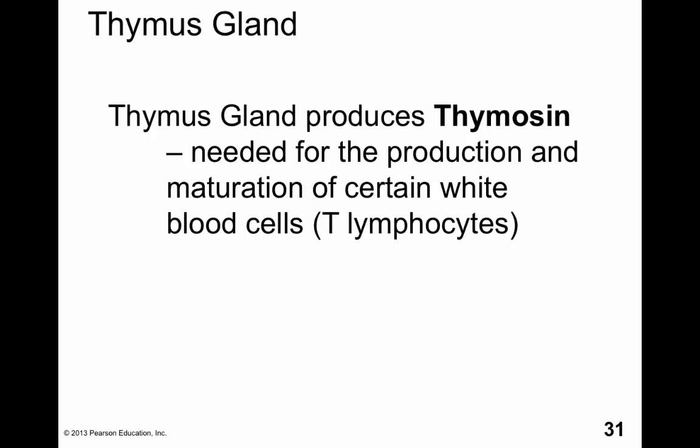The thymus gland helps to produce thymosin, which is needed for the production and maturation of the white blood cells known as T lymphocytes. And we'll talk more about that later in the semester when we get to essentially the immunity.